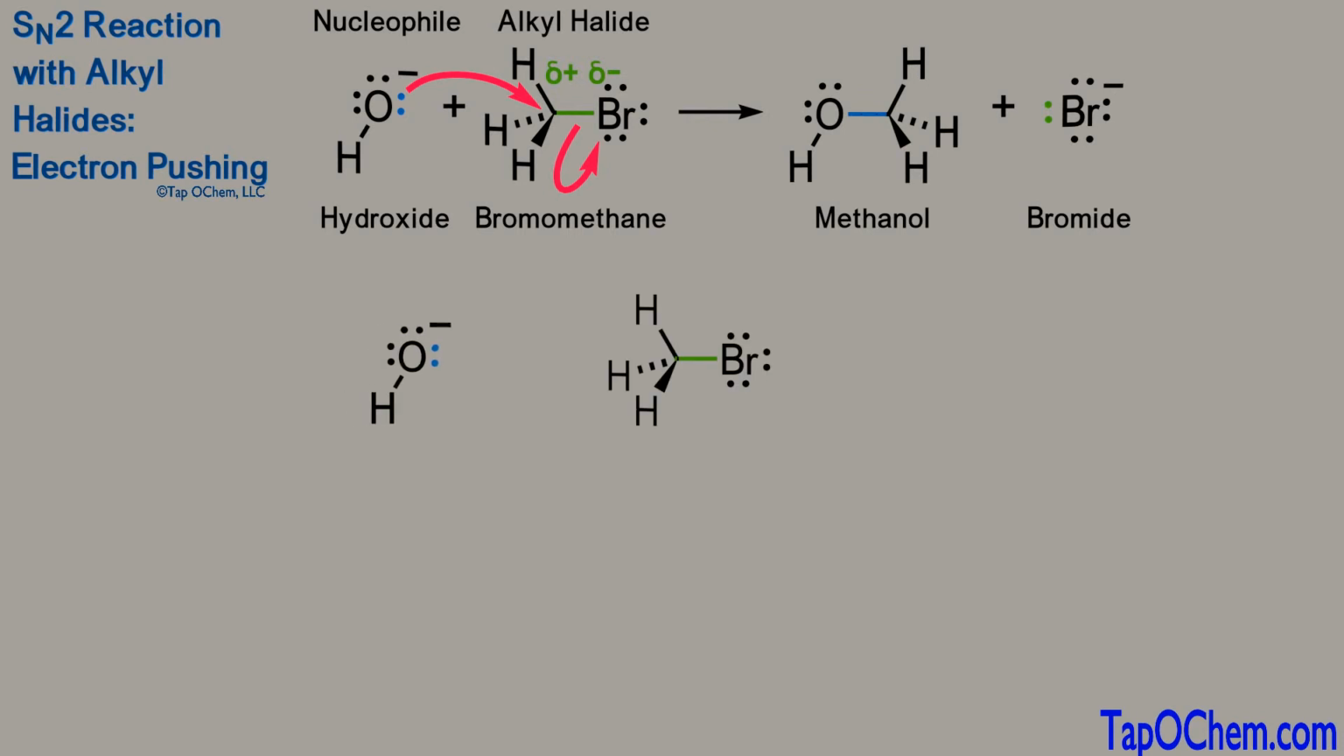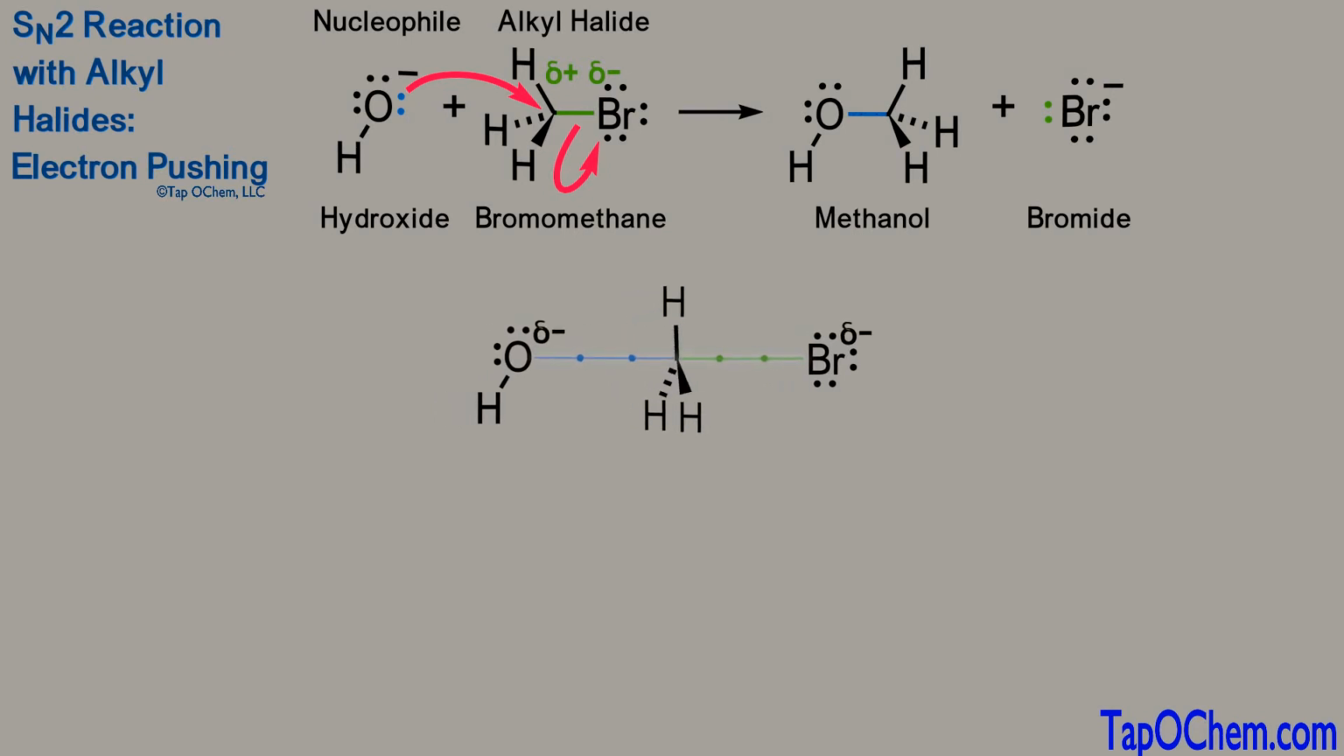In this animation, the hydroxide approaches bromomethane and forms a bond at the same time the bromide is leaving. Let's pause this reaction and look at this structure. This is the transition state in this single-step reaction. The bonds to oxygen and bromine are longer than normal, indicating incomplete bonding.